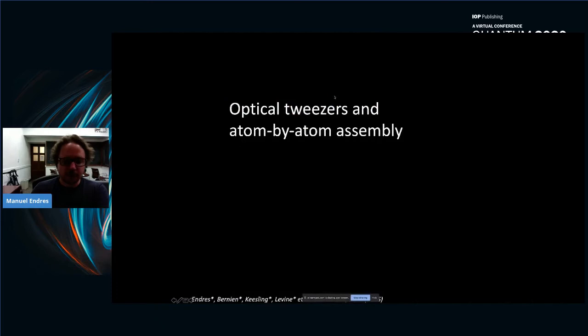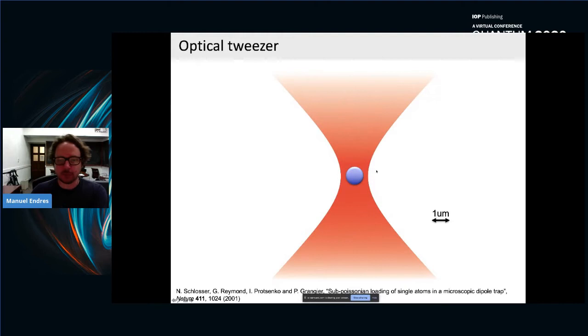Okay, I'll start out with optical tweezers and atom-by-atom assembly, pretty basic. So what is an optical tweezer? That's a tightly focused laser beam, micrometer extension here, and in principle you can trap one atom in that tweezer beam. You load it from a magneto-optical trap, and it has been shown already in the early 2000s that there's a process in that loading that prevents double occupancy. That's a light-assisted collisional process. So typically these tweezers are then filled with zero or one atom if you do everything right.